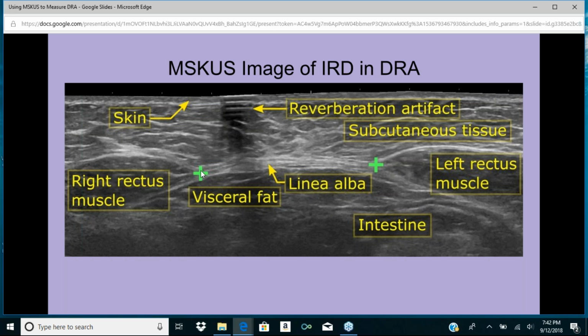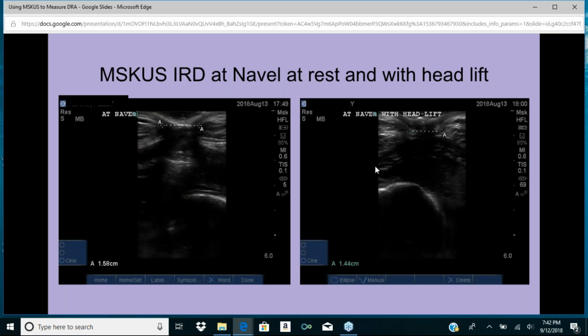So this would be the area that you would measure, from the end of this rectus muscle across the linea alba to this rectus muscle. That would be considered to be the IRD, the interrecti distance. I have a patient who has a DRA, so I tried to do it myself to see how this would work out. And this is basically the scans that I came up with.